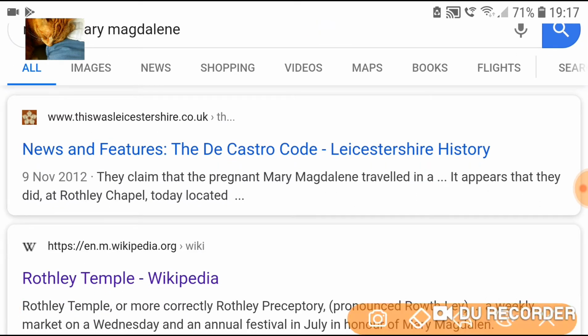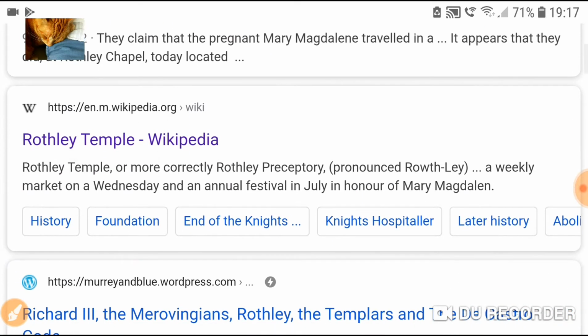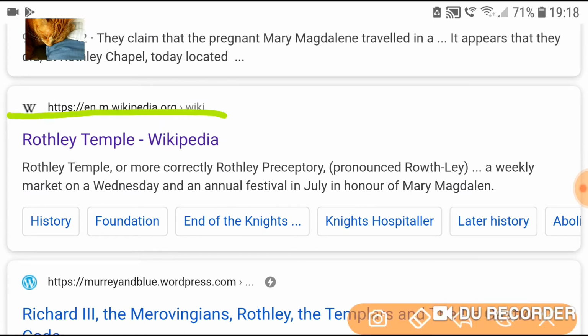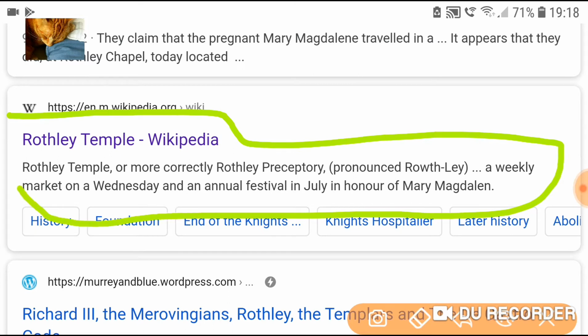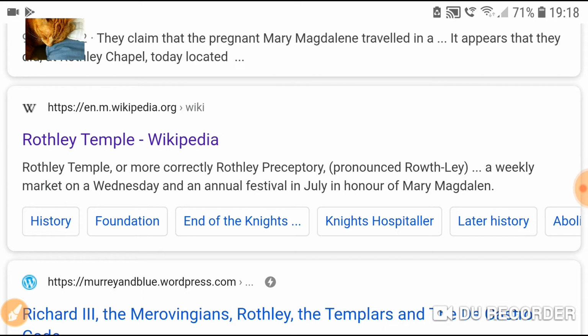But yeah, I'm not going to go too much into it. I'll leave it up to you to have a little look at that if you wish, and delve into that rabbit hole. Rothley Chapel, mentioned there. Wikipedia has a whole big page about it, of Rothley Temple. But note there, Rothley itself has an annual festival in July to honour Mary Magdalene. Madeleine McCann. Double M. It's one huge ritual for Mary Magdalene. Is the Madeleine McCann story.